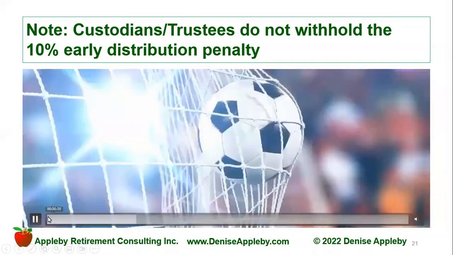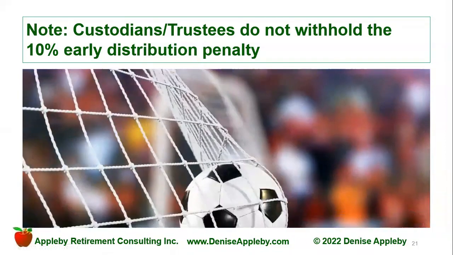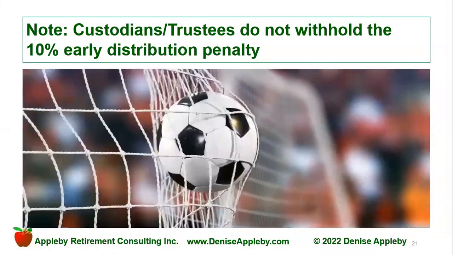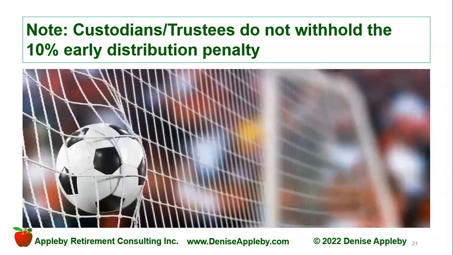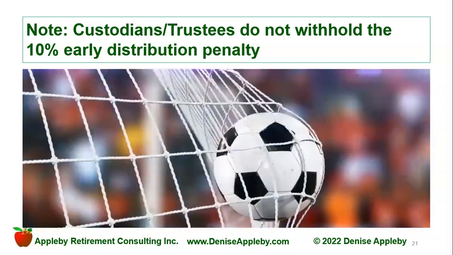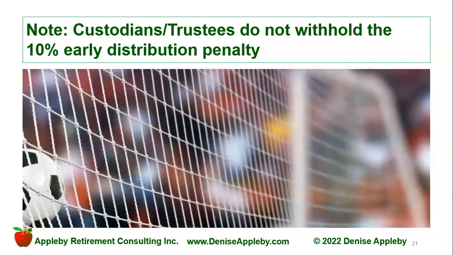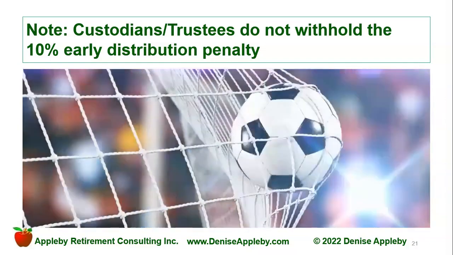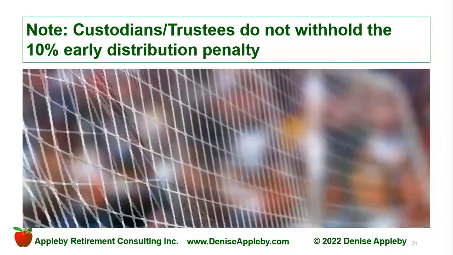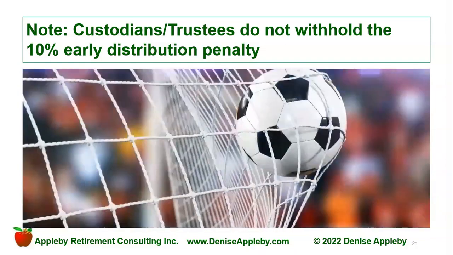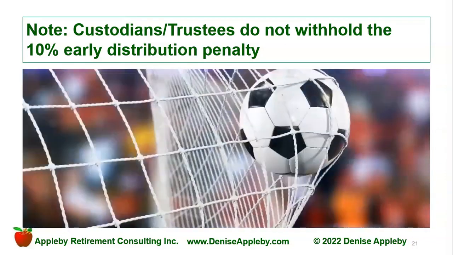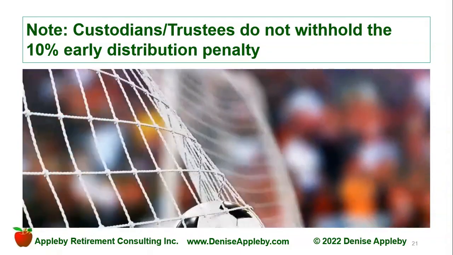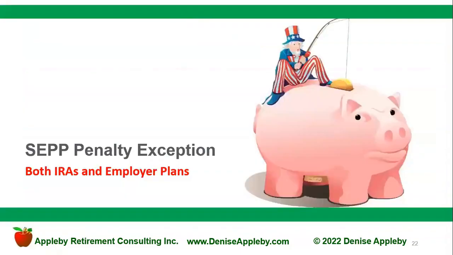Now, just a reminder, IRA custodians do not withhold the 10% early distribution penalty. So when your client checks the withholding box on their distribution form and asks the custodian to withhold 10% or however much, that's for income tax purposes. That has nothing to do with the 10% early distribution penalty. The 10% early distribution penalty is calculated at the time the tax return is being filed and paid along with any other income tax that's owed.